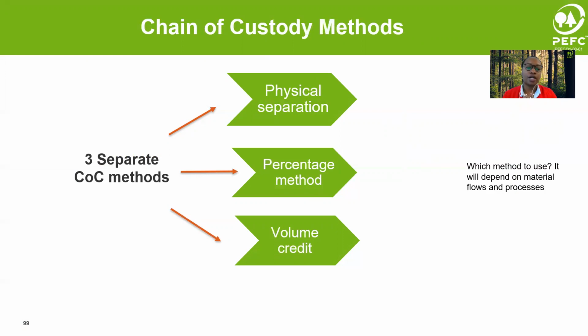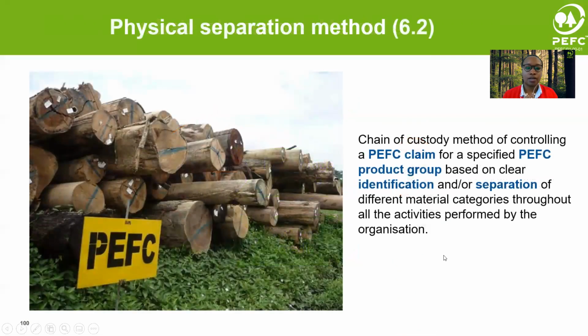So how do you make a decision on which method to use as a company? It will depend on the material flows and processes of how your products are going to be used. So we are going to look at the physical separation method and how it works, and then the company can make their own decision.